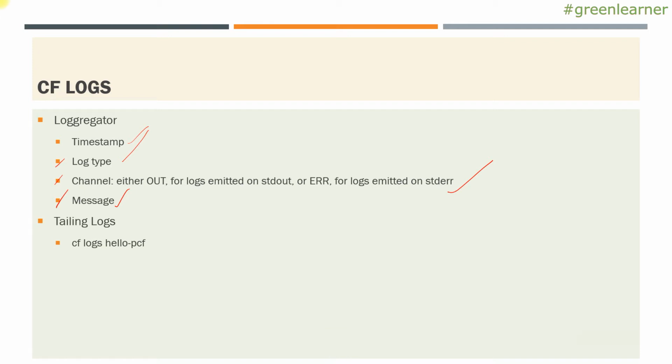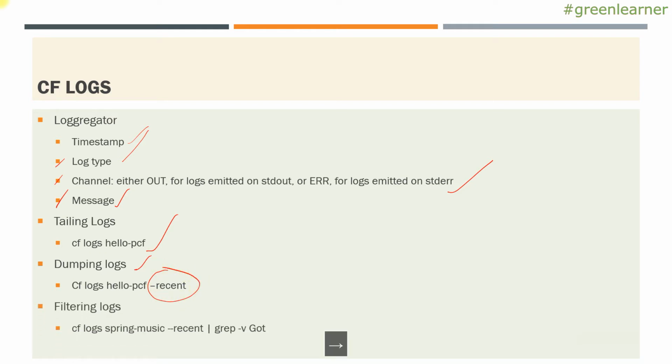And there can be different kinds of logs. Tailing logs, the command for that is this. We are going to see this in a while in real time. Dumping logs, the recent logs that are going on, you can see with this command. And these are the filtering logs, right? So this is the name of the app that you have to give, right? And this is the recent tag that you have to give. I have made a mistake, it should be double hyphen here, sorry for the mistake, right? And this is the filtering command.